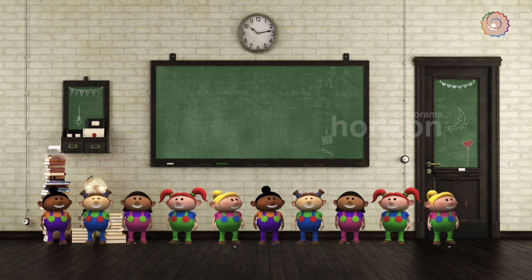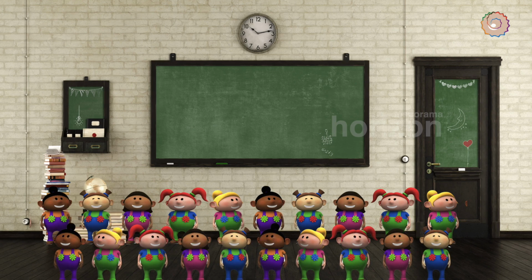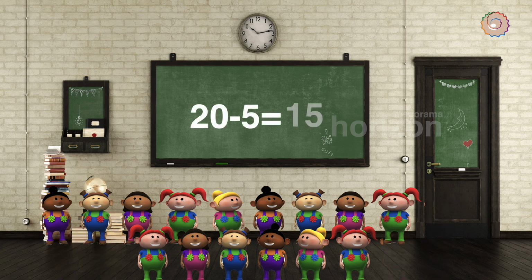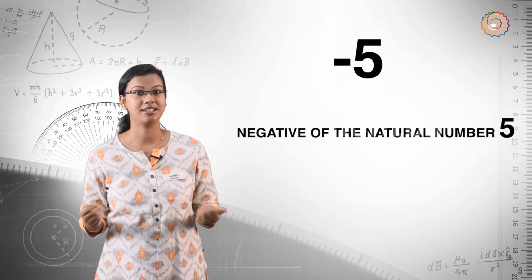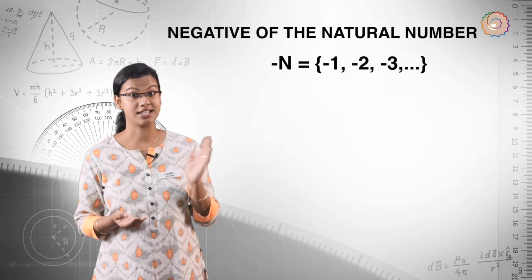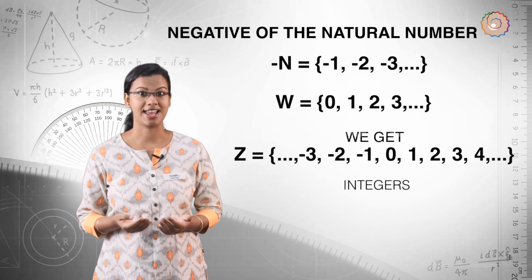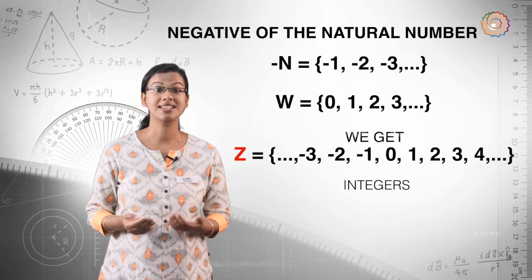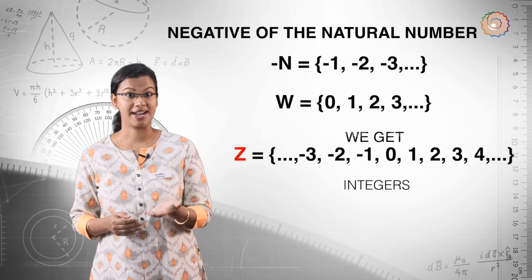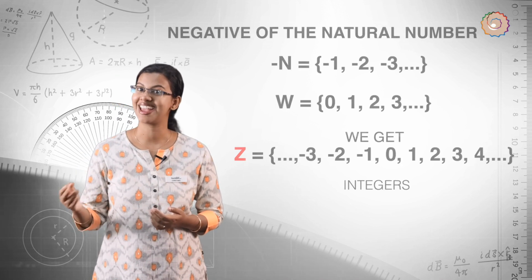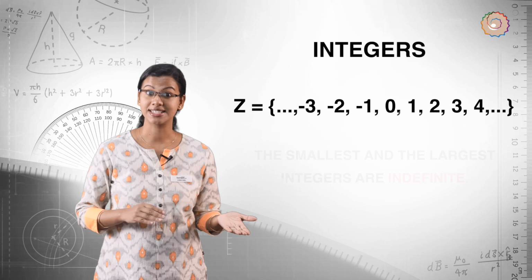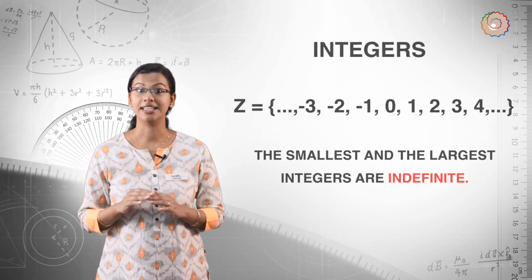Suppose in the classroom there are 20 students and 5 of them left for lunch. Then we are left with 20 minus 5 equals 15 students. So there are 5 students less in the classroom, or we can say it as minus 5. And if we include such negative numbers in the set of whole numbers, we get integers, which is denoted as Z. And Z equals the set of minus 3, minus 2, minus 1, 0, 1, 2, 3, etc. So the smallest and the largest integers are indefinite.